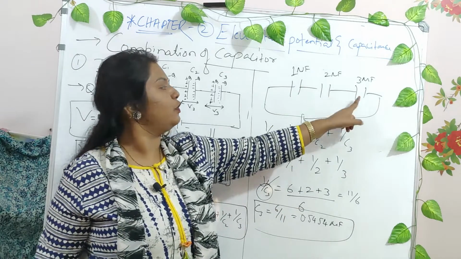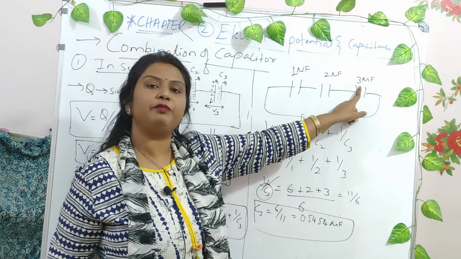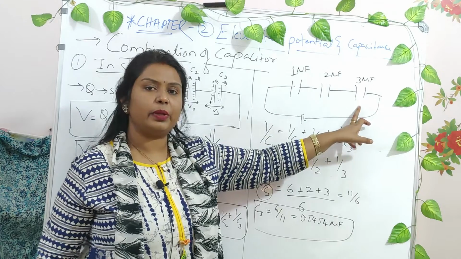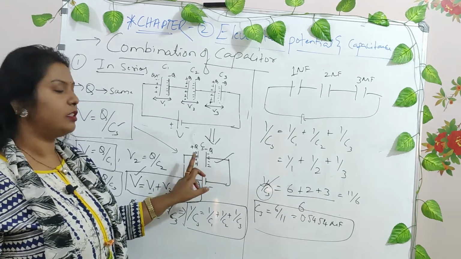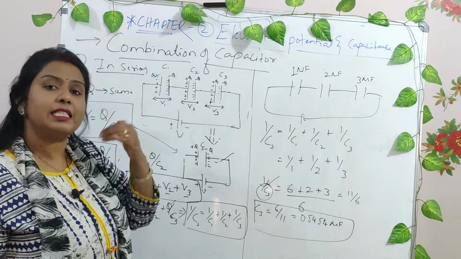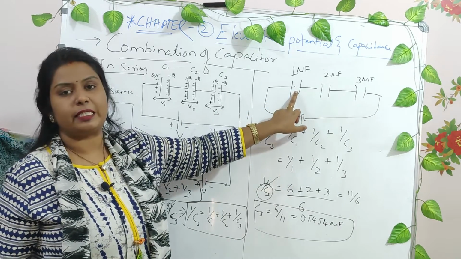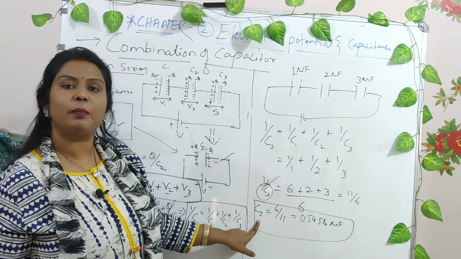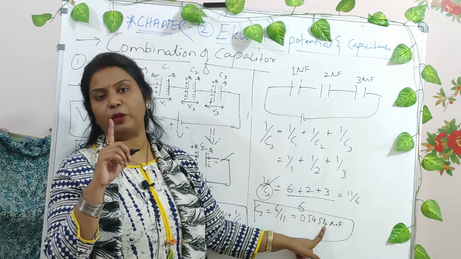Now you get the total capacitance less than the value of the smallest capacitor. What is the smallest capacitor value in this circuit? It is 1 microfarad, which is less than 2 microfarad and 3 microfarad. When you connect capacitors in series, the total or effective capacitance you get out of the circuit will be lesser than the value of the smallest capacitor. The smallest capacitor is 1 microfarad, and the effective capacitance CS is 0.5454, which is lesser than 1, right?